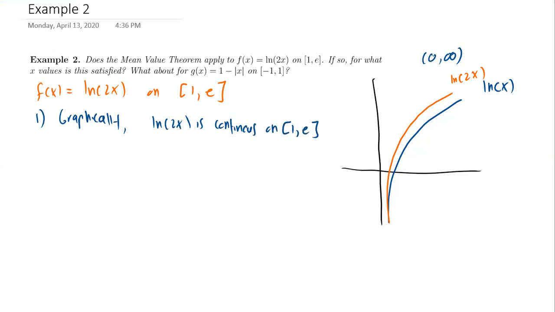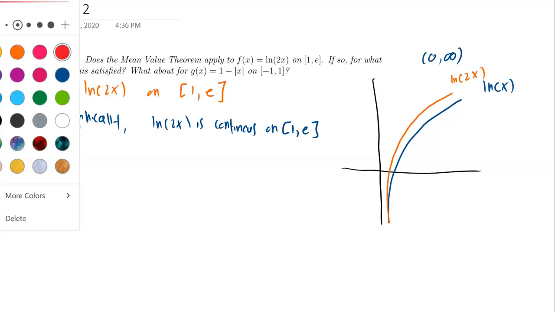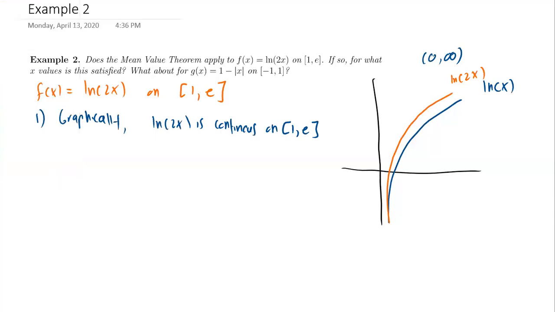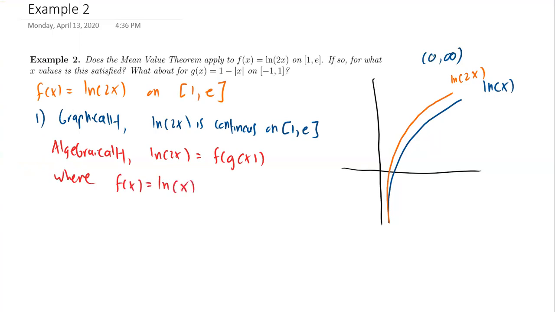How would you do it algebraically? What you would do is, like I said, use the fact that this is a composition. So algebraically, ln of 2x equals f composed of g. You can write it as a composition where the outside function is the natural log, and the inside function is just 2x. Kind of like in the previous example with sine of 2x.